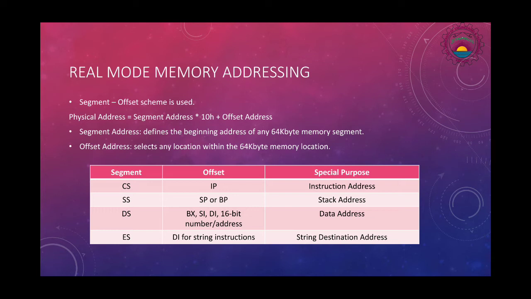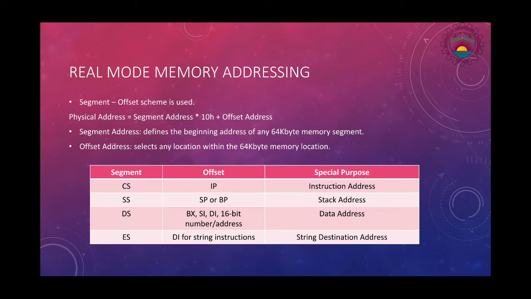Then for stack segment, physical address formula will be SS into 10h plus BP or SP, and that will be generating stack address of 20-bit. BP will be used within move, add, subtract, and or instructions, while SP will be used for holding offset address when you are using push and pop instructions. Both of these registers will be generating stack address.